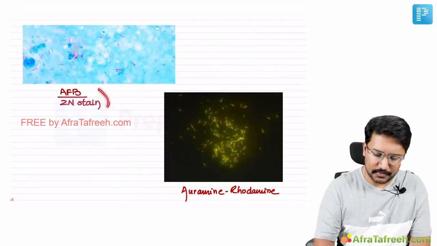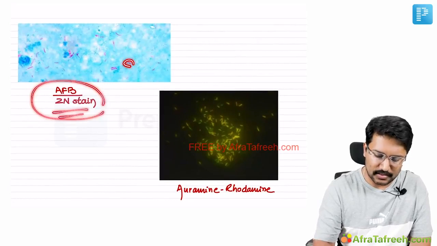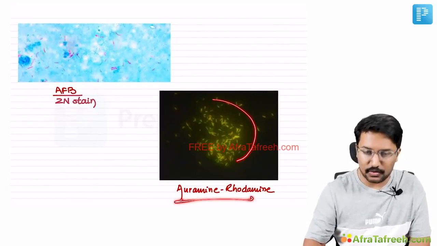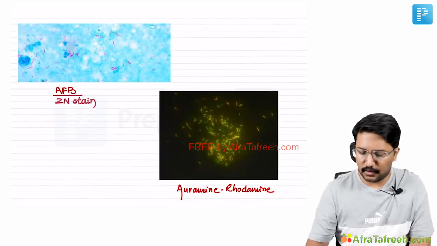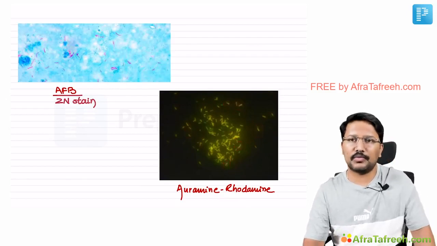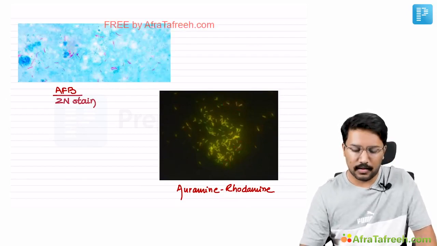Okay, so this is an image where you can see the Zn stain and you can see these acid fast bacilli here, and this image shows your auramine rhodamine stain, and you can see these fluorescent stained mycobacteria, right? Okay, so this is about sputum microscopy.